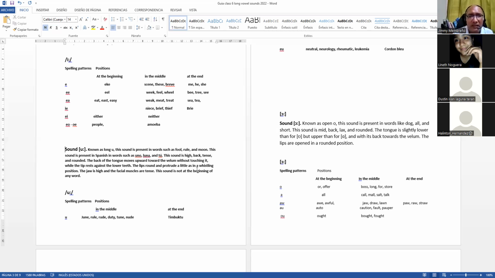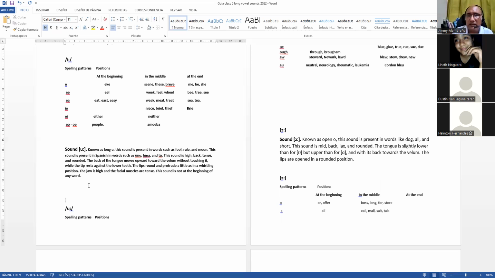This sound is not at the beginning of any word. So it cannot go at the very beginning of a word. It always goes in the middle or at the end. So here we have some spellings. I will move this so we have them all together.